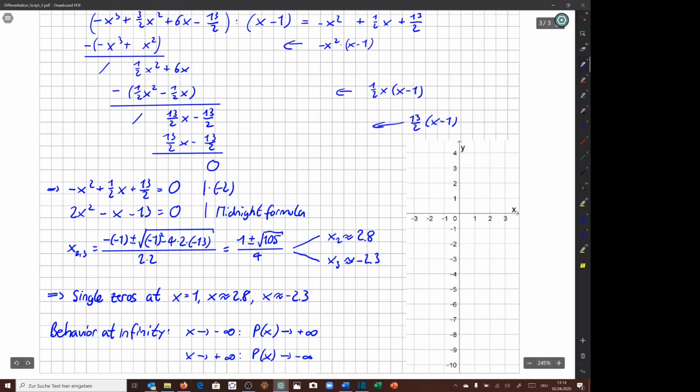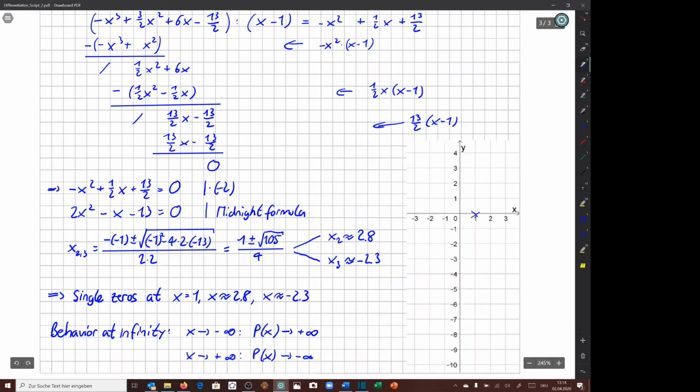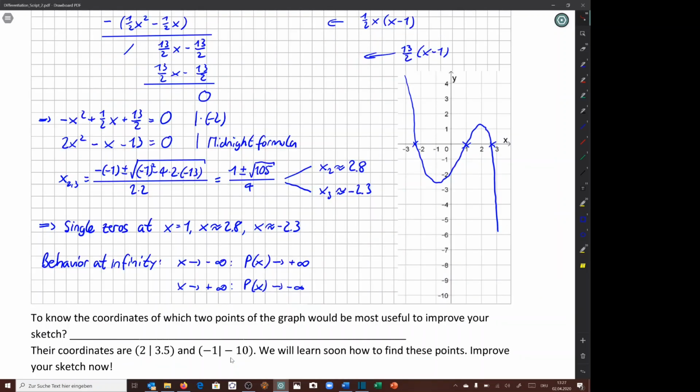We have the zeros at 1 and at 2.8 and at minus 2.3. For x going towards minus infinity, p of x goes to plus infinity, so we come from somewhere up here. We cut the x-axis, we have to cut it again here, and we have to cut it once more. And we see the behavior seems to be correct, since for x going towards plus infinity, we go towards minus infinity, as found here.